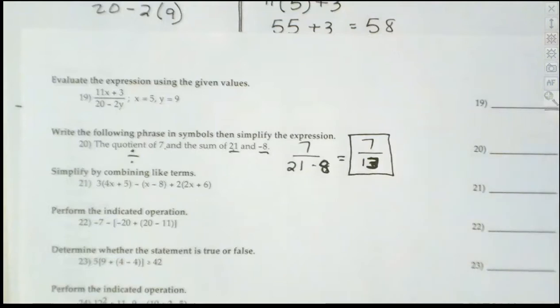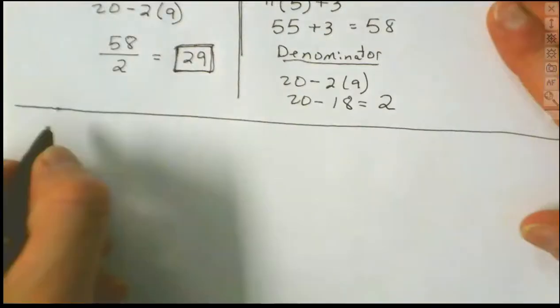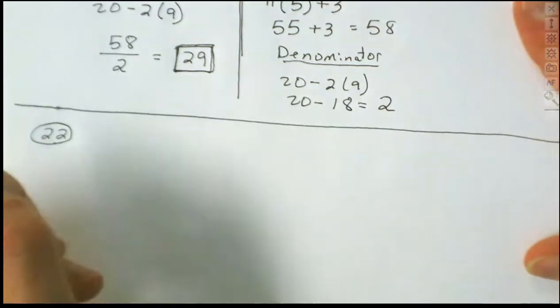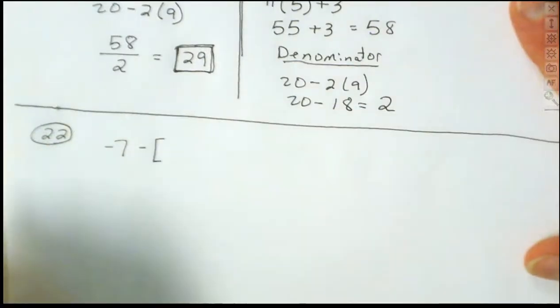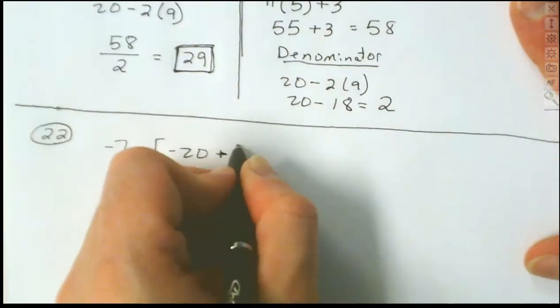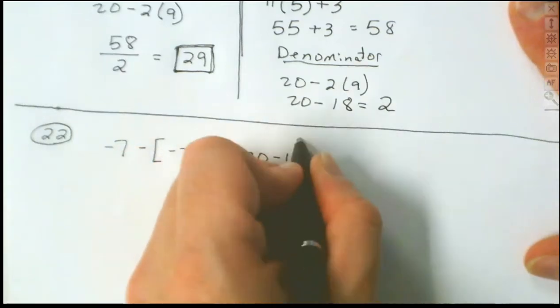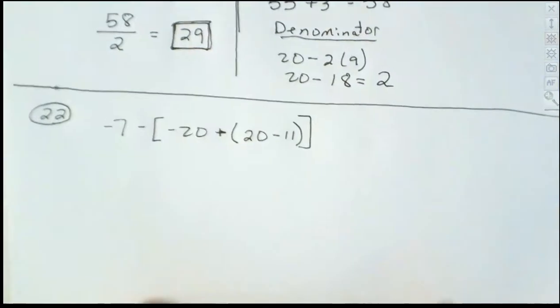The last one that we asked about was question 22. And for question 22, we've got square brackets and we've got parentheses. Now, square brackets are going to work the same as parentheses. So they behave the same way. We use square brackets when we've already got parentheses in the problem. So we've got square brackets because parentheses are already used.